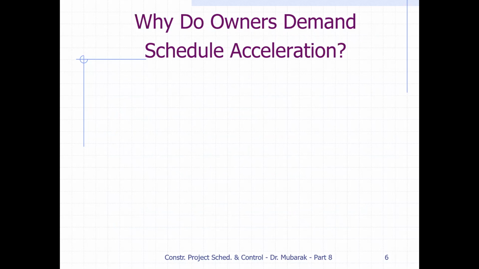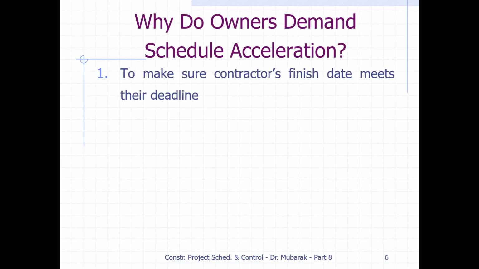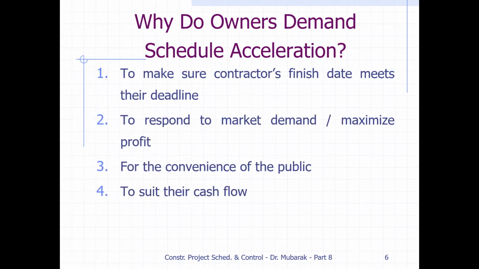Why do owners demand schedule acceleration? There are various reasons why owners want schedule acceleration. They want to make sure the contractor's finish date meets their deadline. It means owners want the contractor to complete the project according to the signed contract, so they should meet the deadline of the project. Another reason is to respond to market demands and maximize profit. Okay.